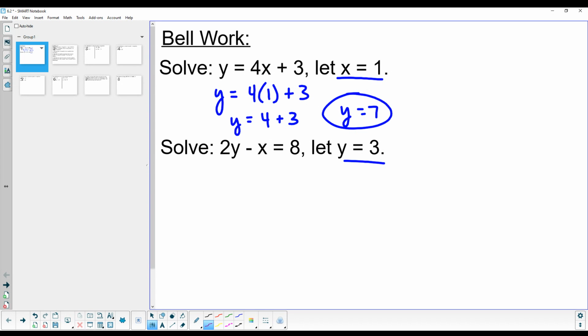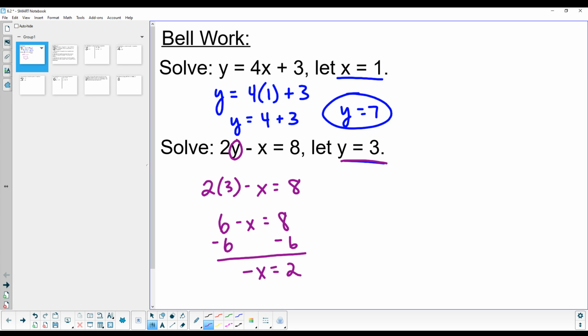If they're telling you that y is equal to 3, that means right over here where you see y, replace that with 3, and then solve the rest of the equation and see what you get for x. So 6 minus x equals 8. If I subtract 6 from both sides, that gives you negative x equals 2. I don't want negative x or negative 1x, so I'm going to divide by negative 1. That's going to leave me with x equals negative 2. Were there questions about solving either one of those or how to do that?